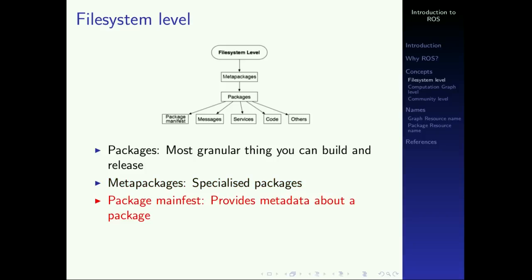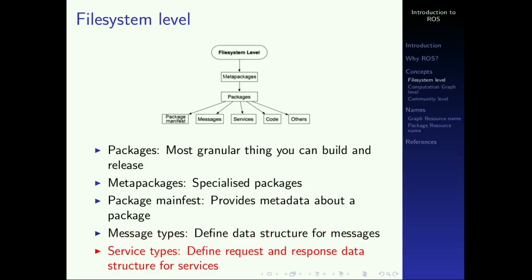The next is the package manifest. It provides metadata about a package including its name, version, description, dependencies and other meta information about exported packages. The next we have is message types. They define data structures for messages. Service types define request and response data structures for services.